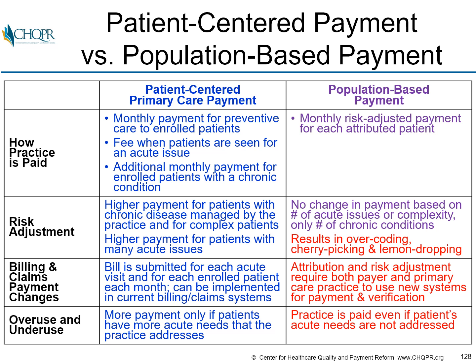Finally, under population-based payment, the primary care practice receives the same payment whether it addresses a patient's acute care needs or not, so there is the potential for patients to receive less care than they need. In contrast, under patient-centered primary care payment, the primary care practice is only paid for acute care if it actually delivers acute care services.